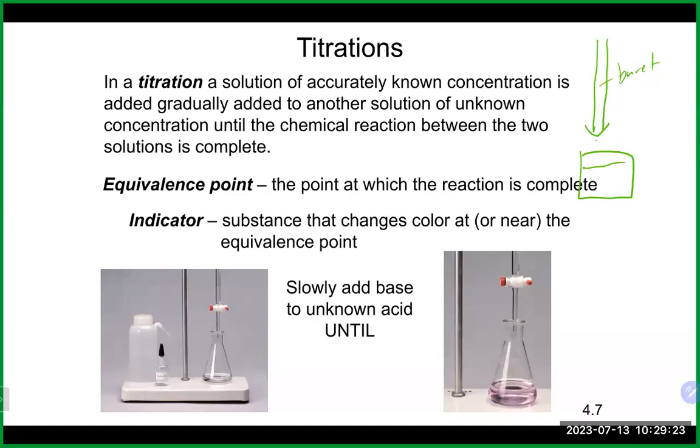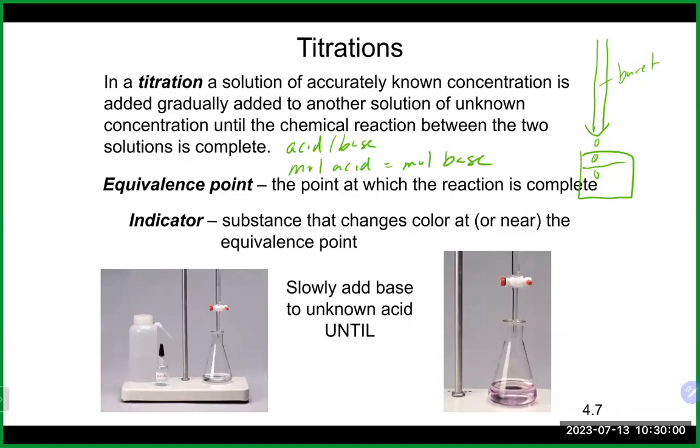And we continue to add basically from one to the next, from the burette, for example, to the beaker, the flask, whatever it may be, until it reaches what is referred to as the equivalence point. And the equivalence point in a titration, and especially the ones that we will be doing, which are acid-base titrations, is the point where exactly the moles of the acid will equal the moles of the base. So the equivalence point is pretty much where the neutralization occurs in an acid-base titration.